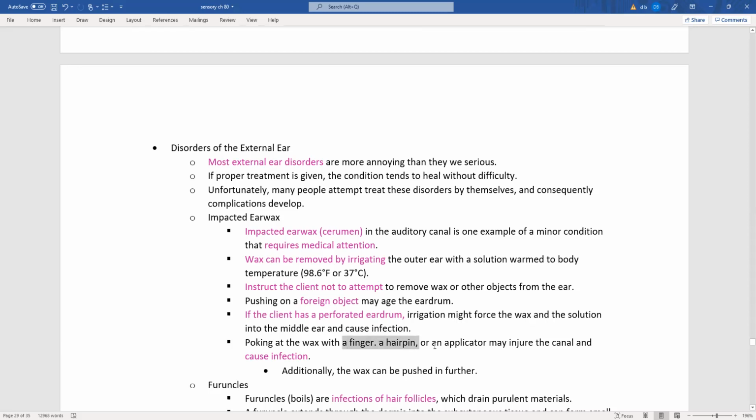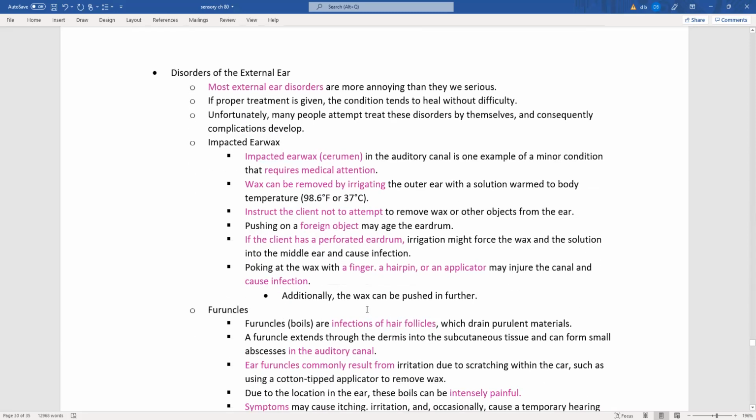What I just told y'all is a hairpin or an applicator may injure the canal and cause infection. Additionally, the wax can be pushed in further. Never use a hairpin. That is not what Q-tips are for, to dig in your ears. I don't know who said that, but that ain't what it's for. You're not supposed to use Q-tips in your ears.